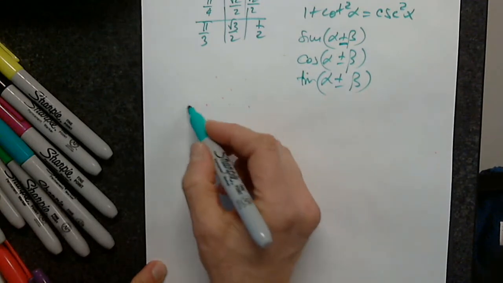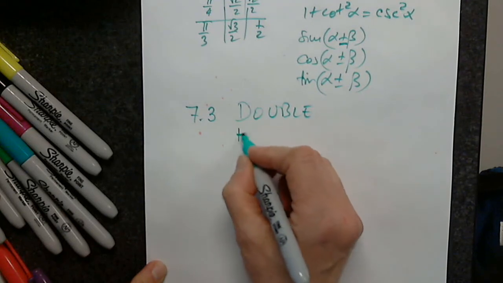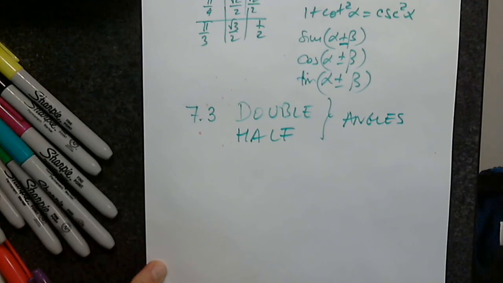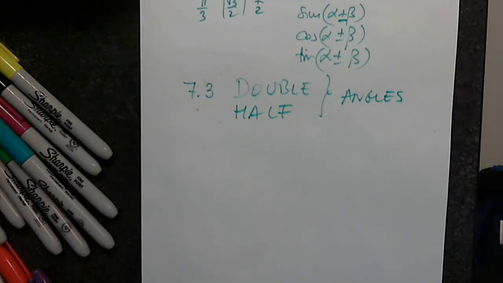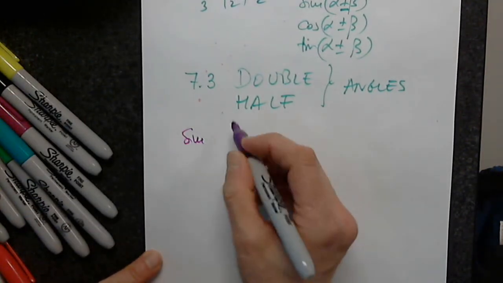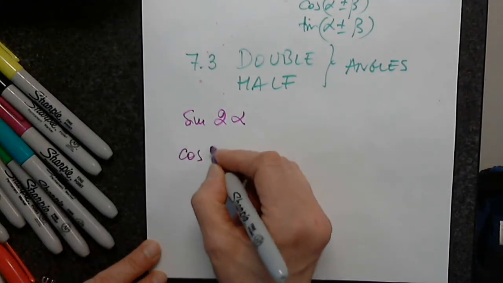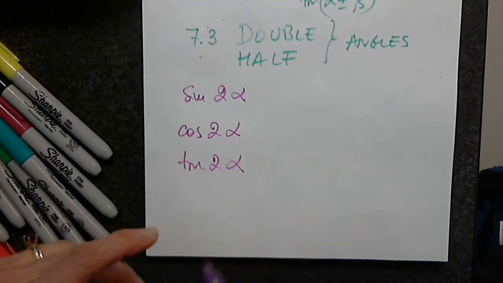Okay. Now 7.3 deals with double or half angles. In other words, we are going to look at still trig functions, sine, cosine, tangent, but of double angle or half angle. So here it is. Sine of twice alpha, cosine of twice alpha, and tangent of twice alpha.